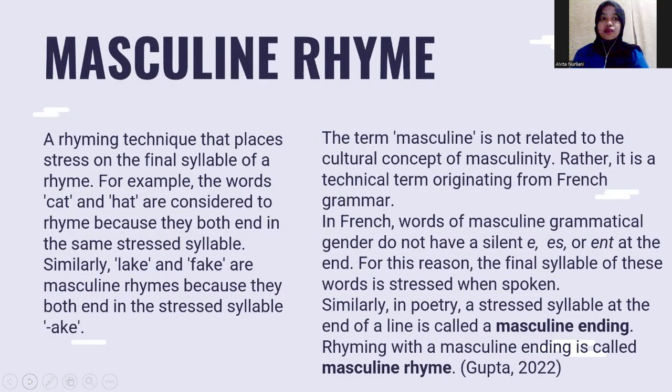And masculine rhyme is a rhyming technique that places stress on the final syllable of a rhyme. For example, the words cat and hat are considered to rhyme because they both end in the same stress level. And similarly, the words lake and fake are masculine rhymes because they both end in the stress level ake.